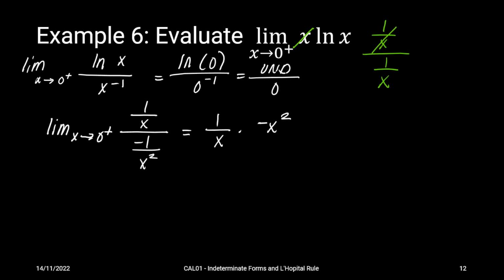So this will cancel. Ayan. So therefore we have negative x. Okay, so as x approaches 0, no? So as x approaches 0, we have negative 0 or simply 0. So the limit is equivalent to 0.